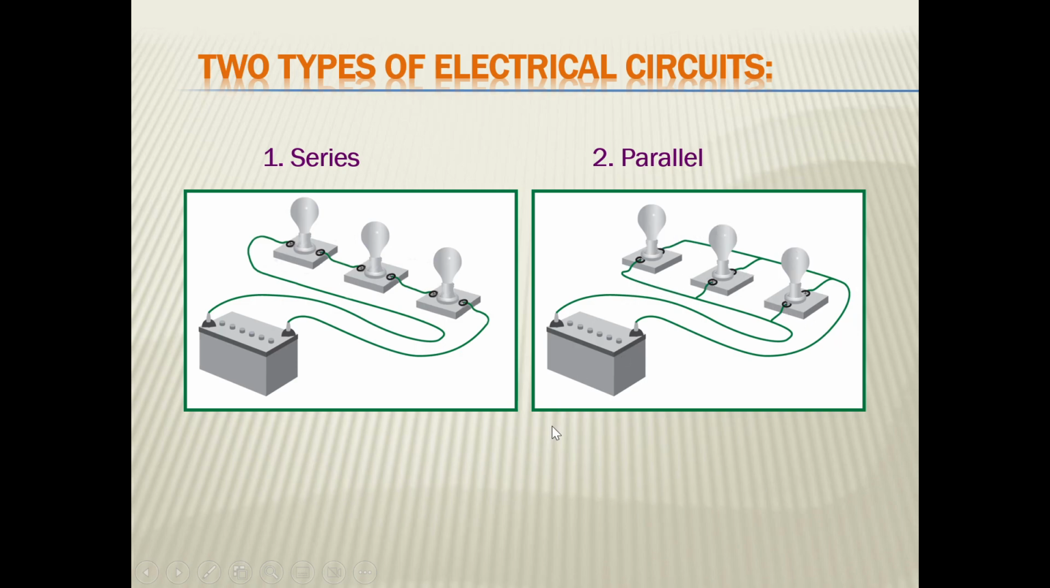So, in parallel, they will split the total current between all three of them, but they will all receive the same voltage. So while all the light bulbs might not be as bright as one of them by itself, they will all be equally as bright as each other. And that'll end this section.